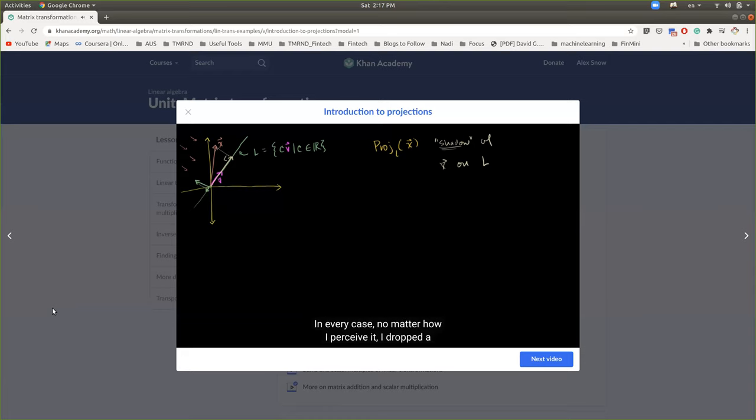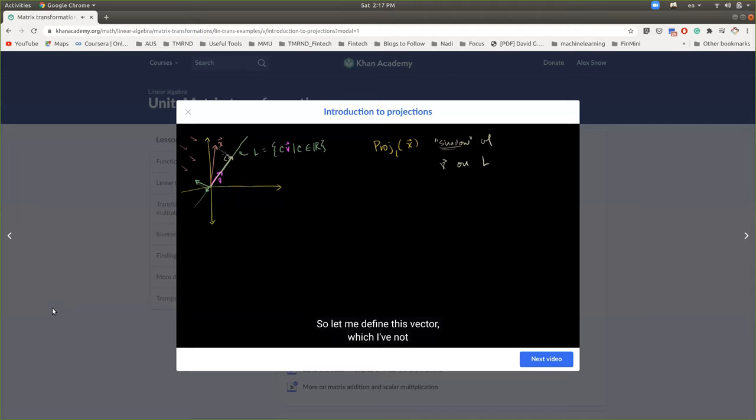Well, in every case, no matter how I perceive it, I dropped a perpendicular down here. And so if we can construct a vector right here, we can say, hey, that vector is always going to be perpendicular to the line. And we can do that. I wouldn't have been talking about it if we couldn't. So let me define this vector.